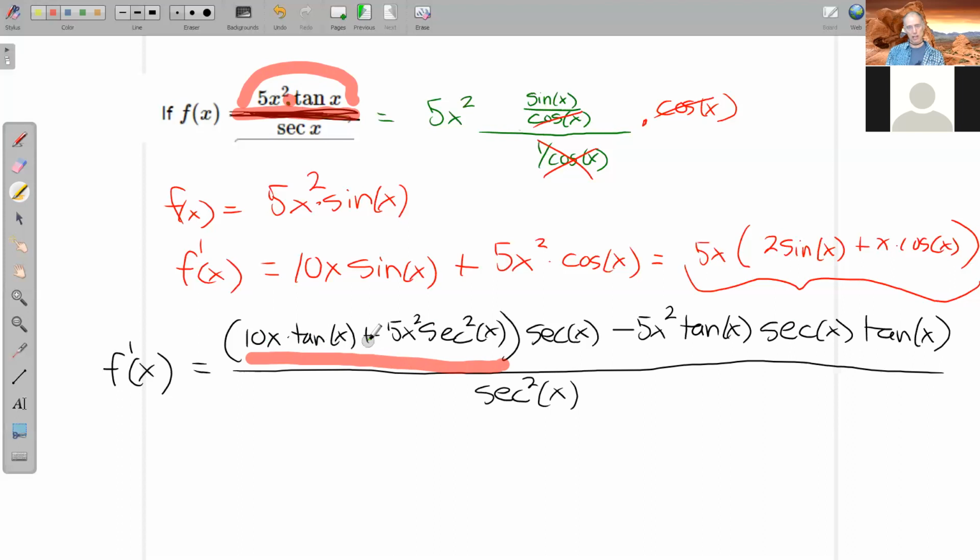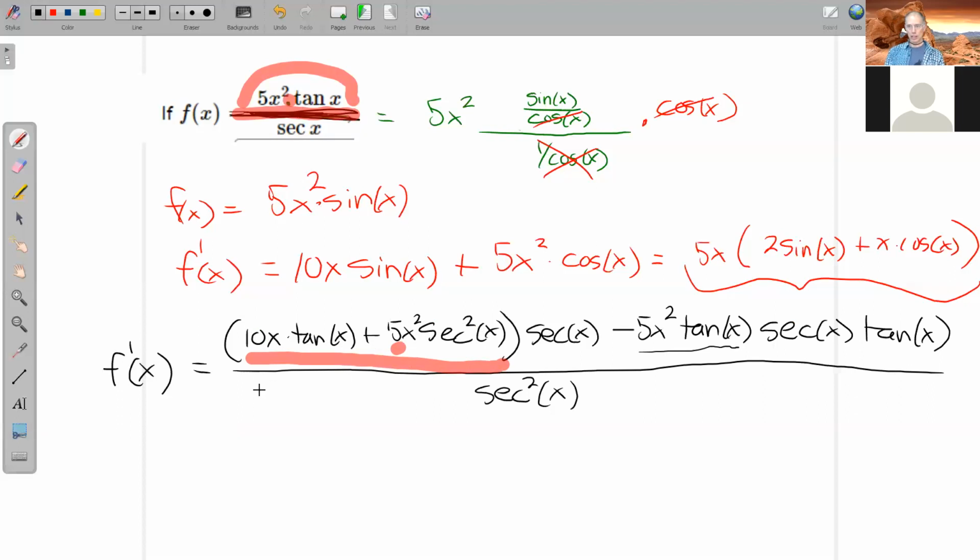We don't mess with that. Then add the first function, 5x squared, times the derivative of the next function, which is secant squared. So that's the derivative of the numerator. So the quotient rule says take the derivative of the numerator times the denominator, minus the numerator left alone times the derivative of the denominator.